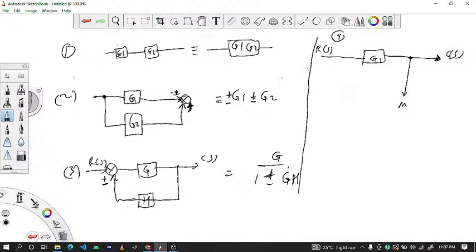The arrow is going like so, it's after the block. So before the block, your G1 comes still, right? You have your C of S here, you have your R of S here. If you move it from here to here, you pass that line through G1. So there you have it.